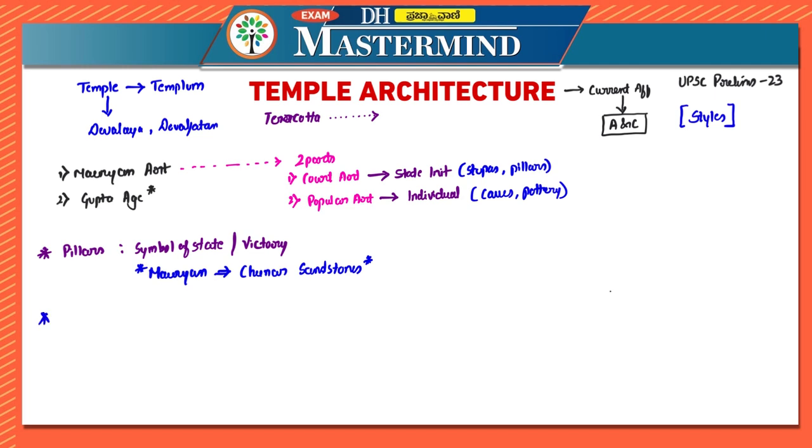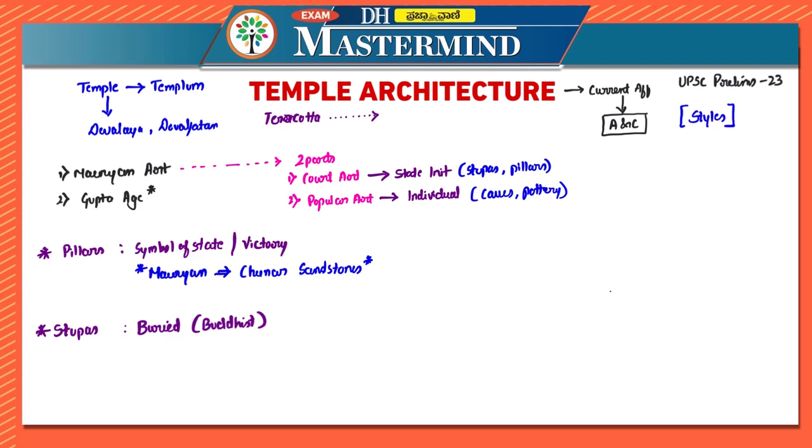Next one is stupas. These were the representation of funeral tumuli. That is, in these the ashes of the dead were buried. It is a Buddhist monument, which is a hemispherical dome with Buddha's relics and ashes inside. So they were stupas. From now on, we'll be moving towards the temple slowly.